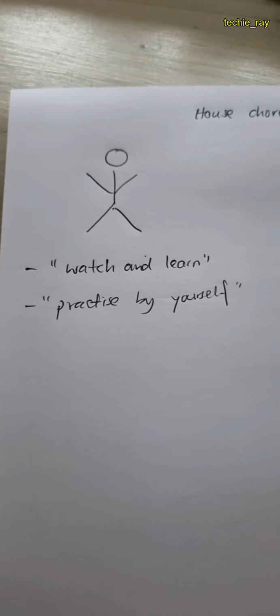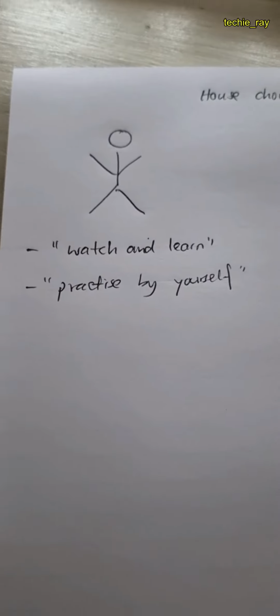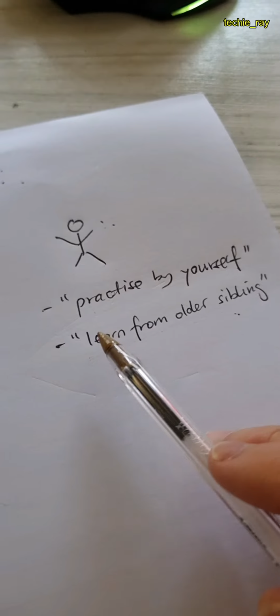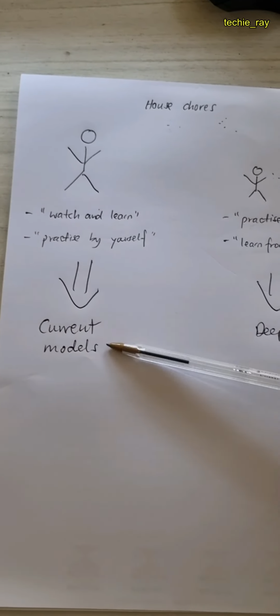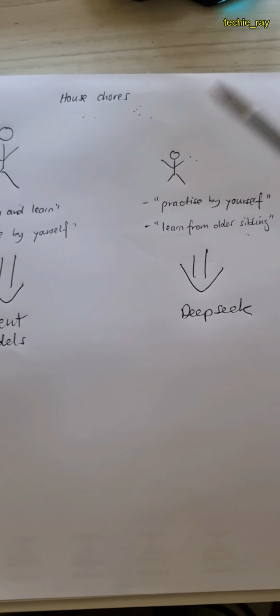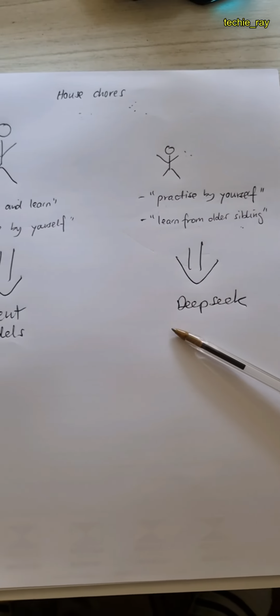But that took a lot of time and energy out of you, and now your back hurts, you've got headaches. So when it comes to teaching your younger kid to do house chores, what's a more efficient way of training them? You don't spend as much time and energy trying to train them. Instead, you just tell them to watch and learn from your older sibling and practice chores by themselves, and eventually they'll learn how to do house chores on their own. And you probably saw this coming. The older kid represents how current models were trained, and the younger kid represents how DeepSeek was trained.